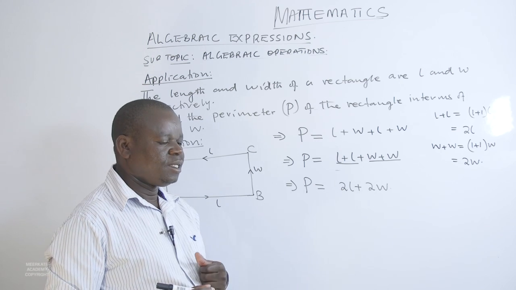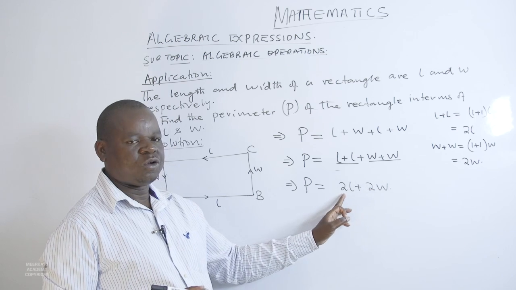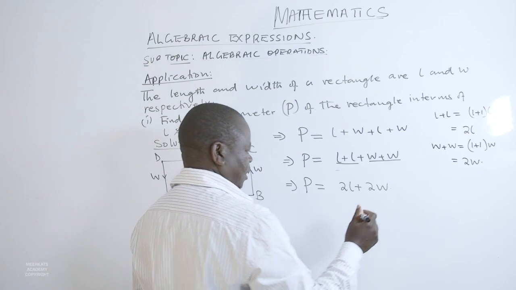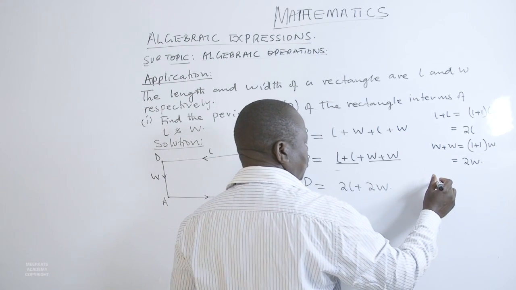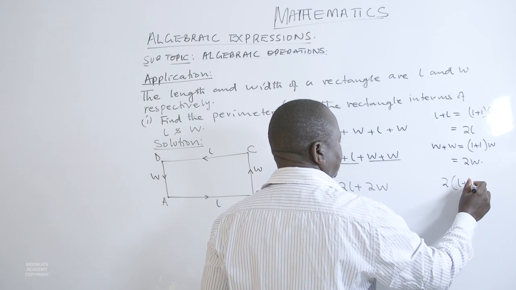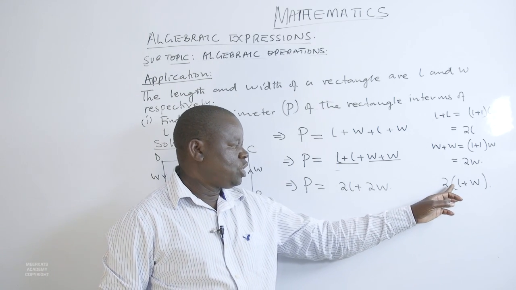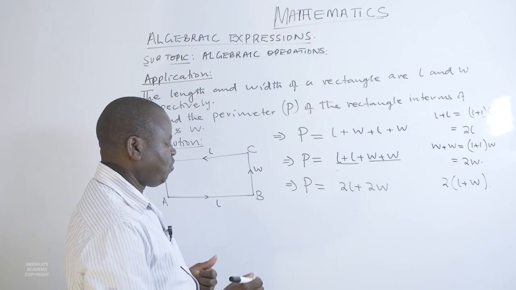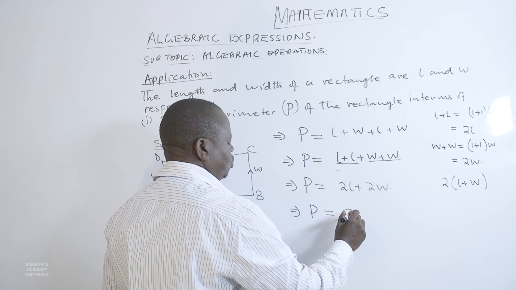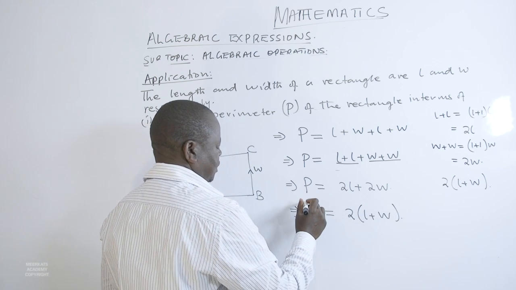But remember, we have said that if the coefficients are also similar, we are allowed to filter it out. Because this is 2L plus 2W, we can filter 2 out and write it as L plus W. So our perimeter becomes 2 into L plus W. That is the most simplified form. So this implies that perimeter P is equal to 2 into L plus W. That is our perimeter.